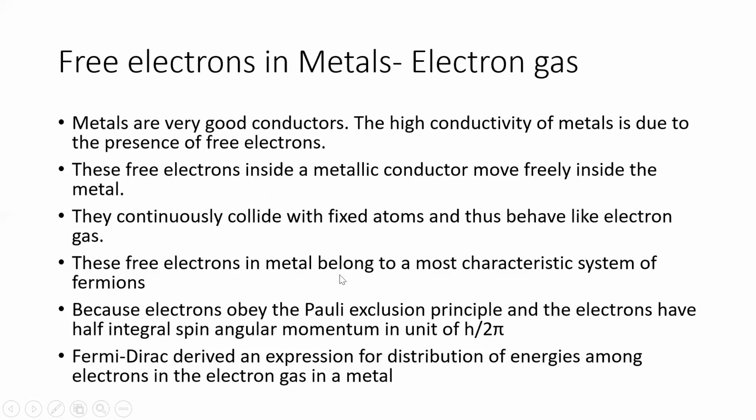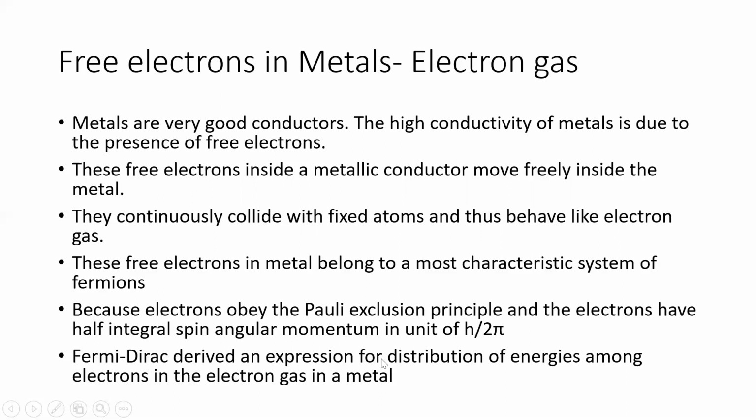These free electrons in metal belong to the most characteristic system of fermions. We know that the electron is a fermion because electrons obey Pauli's exclusion principle, and also the electrons have half integral spin angular momentum in units of h cut or h by 2 pi. Since electrons are fermions, we shall apply the Fermi-Dirac distribution to study this electron gas.